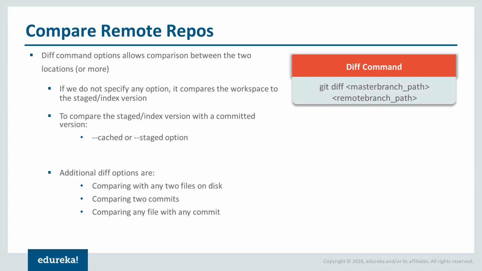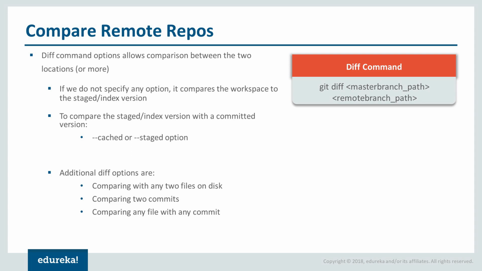The next thing we have is comparing with remote repos. We already saw how conflicts can happen. So comparing with the remote repository will come in handy with conflicts when we come to that, but we can also compare our file with the remote one, or between two locations, or between two files, or commit hashes, different options. If we do not specify any option, then it will compare to the staged or the index version.